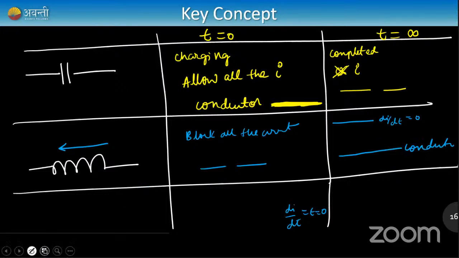Okay, it becomes a conductor. So if you notice, at time t equal to 0, the capacitor was conducting all the current. At infinite time, the inductor is conducting all the current. So they behave similarly at different times. And here also, after a long time, the capacitor was not conducting any electricity, and at the initial time, the inductor was not conducting any electricity. Okay, am I clear, guys?